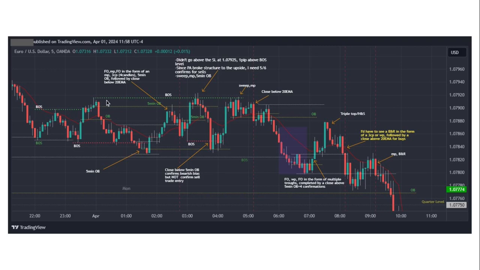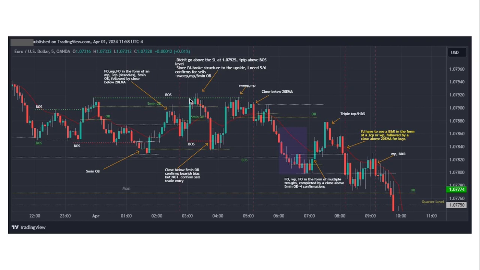Now, this green line here is a break of structure to the upside, showing a bullish bias. So moving forward, instead of looking for an M pattern or a 3-candle pattern to enter sells, I need to restart the count and look for 6 or 5 confirmations, depending on how price plays out. And in this case, I need 6 confirmations.